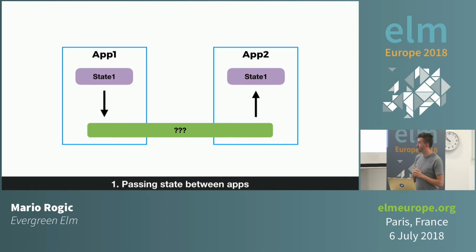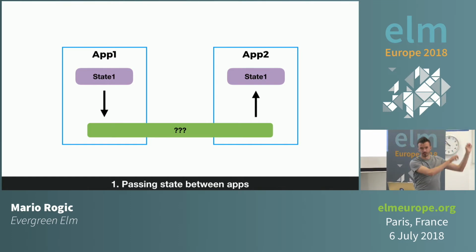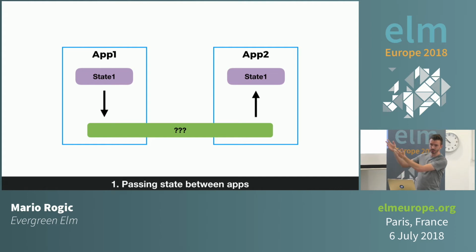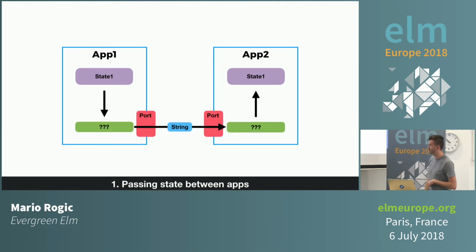So the first thing, passing state between apps. This is roughly the idea of what we have: state 1, and then there's some magic, and then we have state 1 in the new application. And you can see the blue bounds are our type safety bounds. Well, one way we could do this today is we could use ports. And so in between, we have some sort of interchange format, probably a string with some stuff in it. And there's two question marks on either side.